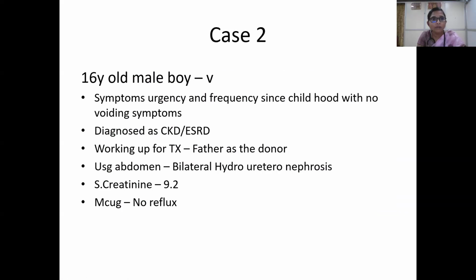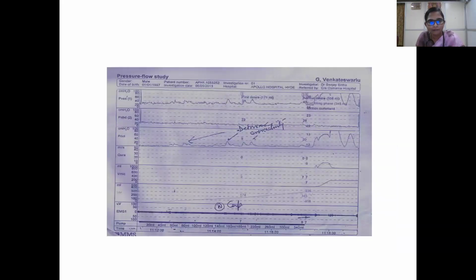Coming to case 2, a 16-year-old male boy, symptoms of urgency and frequency since childhood with no voiding symptoms, diagnosed as CKD ESRD, worked up for transplant, father as the donor. Ultrasound abdomen showing bilateral hydroureteronephrosis with creatinine of 9.2, and MCUG was showing no reflux. And this is the graph.